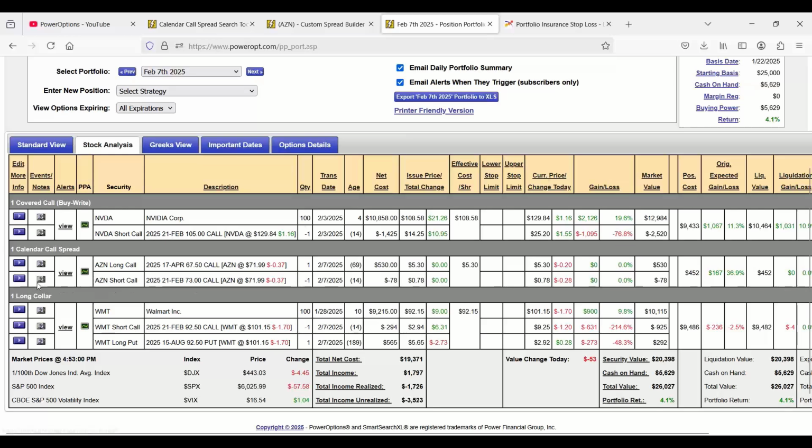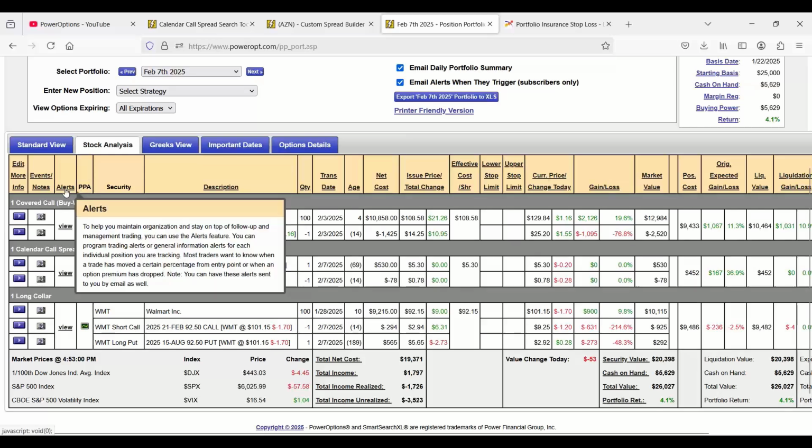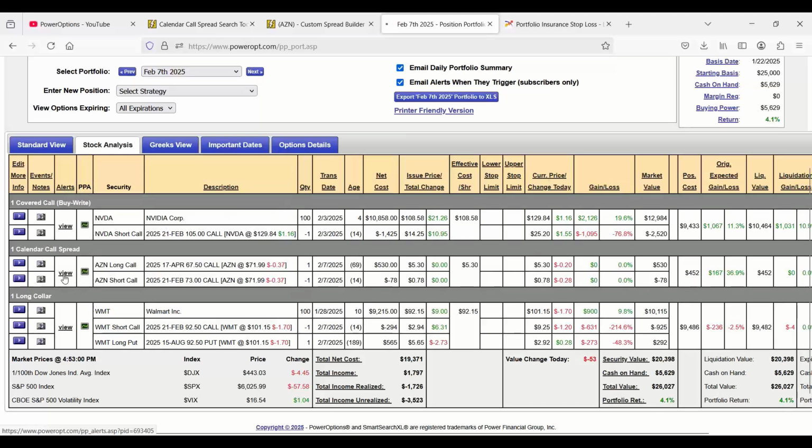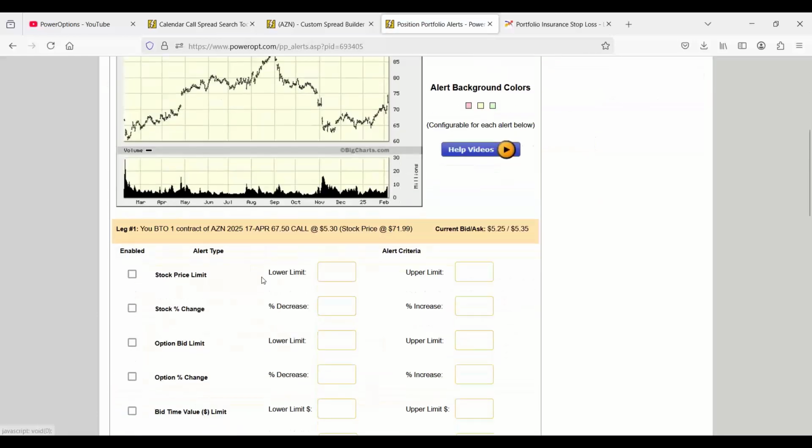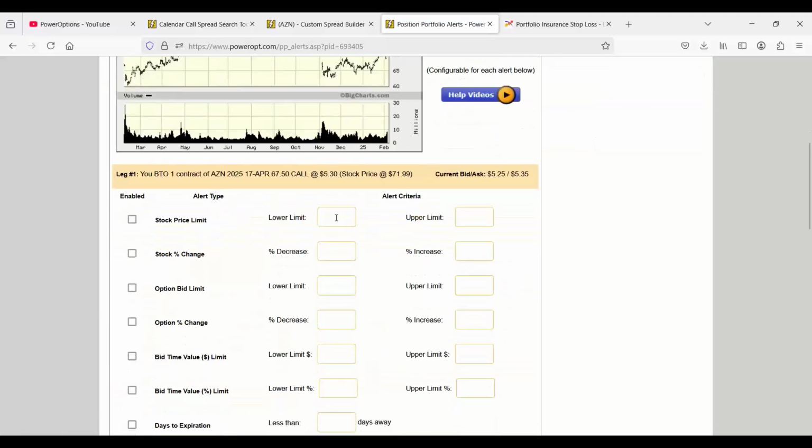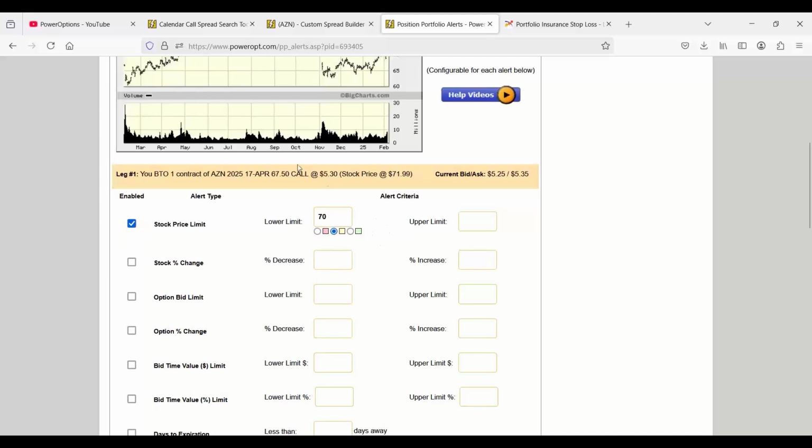Now, as you know, you can set the alerts on PowerOptions. Under the alerts column, just click view. And you can set it against either leg. You know, what is the lower price limit for the stock? I want to be notified if this stock drops below 70. Okay, because now I'm getting closer and closer to my long strike, but that's also going to mean that short strike's easier to buy back.